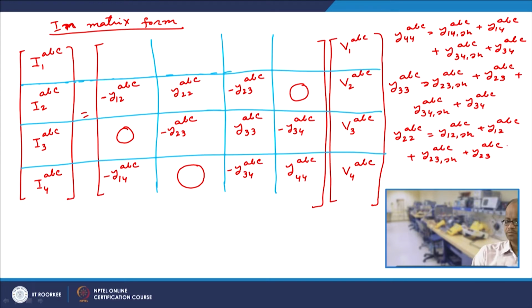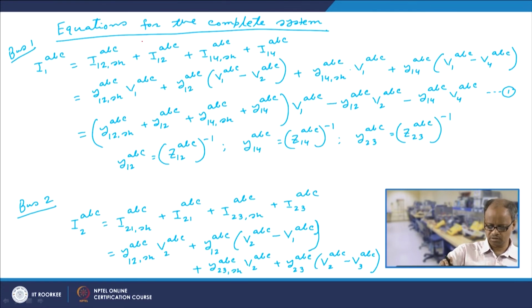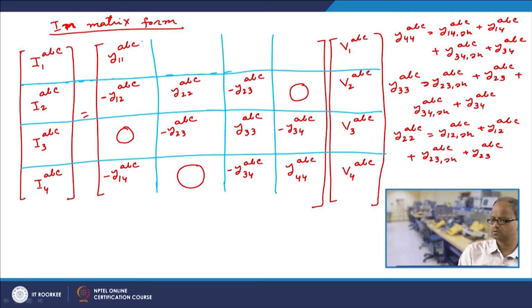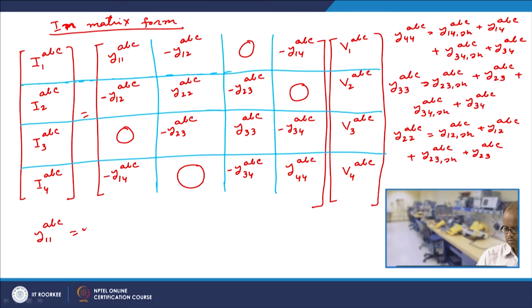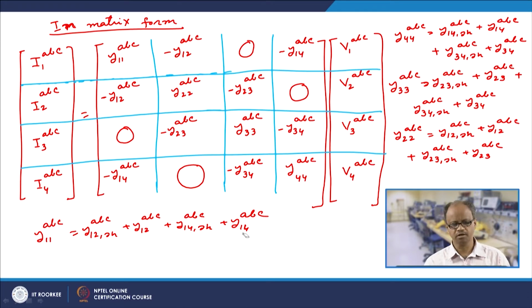Similarly, it would be y11 ABC for bus number 1, with minus y12 ABC, 0, minus y14 ABC, and y11 ABC is equal to y12 shunt ABC plus y12 ABC plus y14 shunt ABC plus y14 ABC. So this is the entire matrix form.